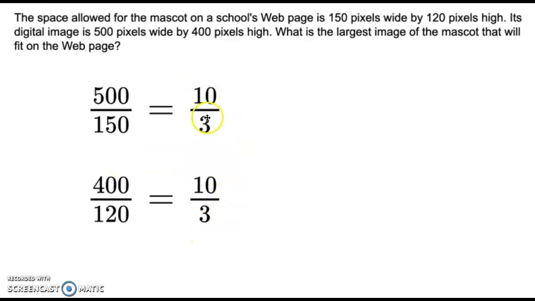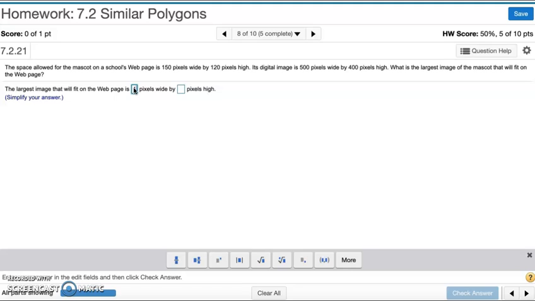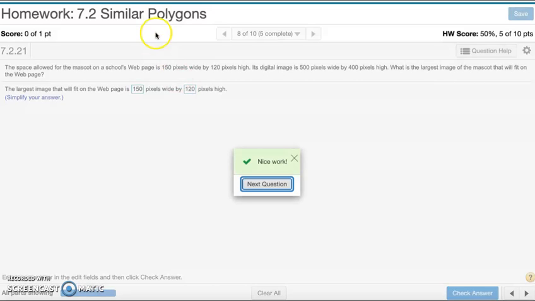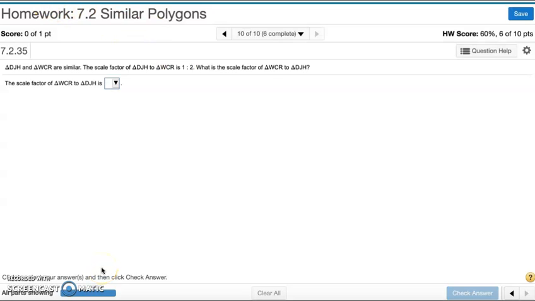Since both of these are the same, that means the largest image of the mascot that can fit on the webpage is the 150 by 120. So let's type that in. Typing that in, 150 and 120. And that's number 8.